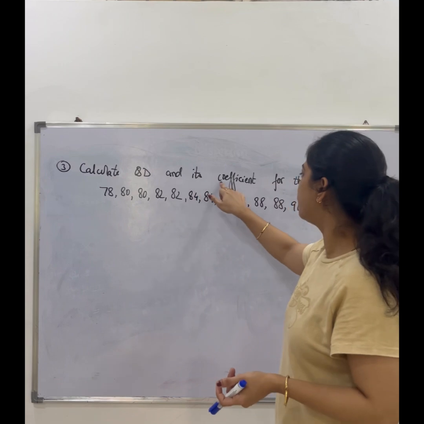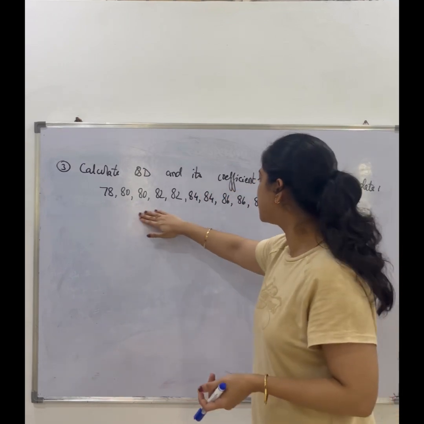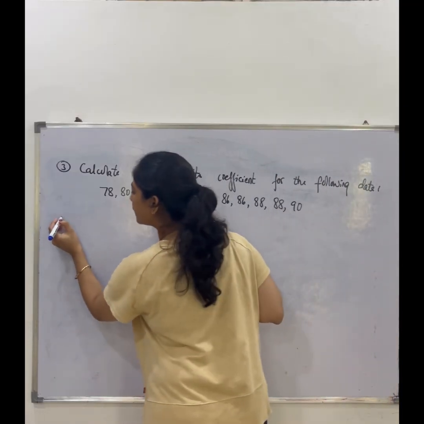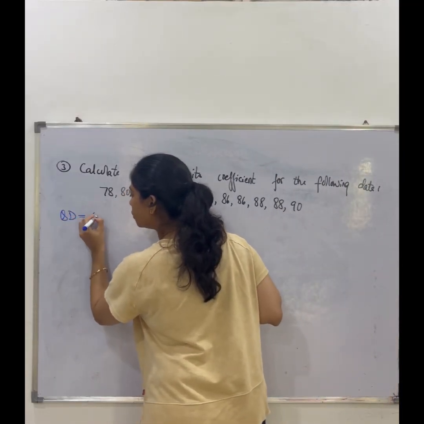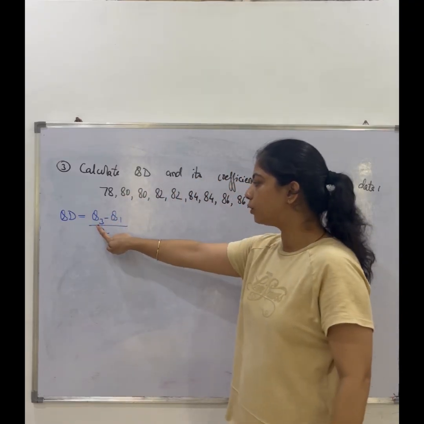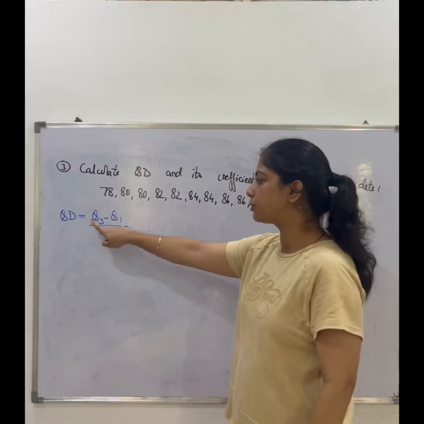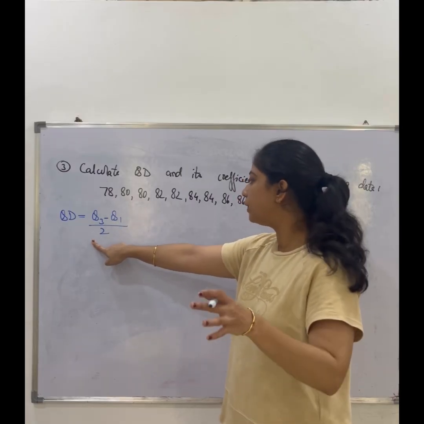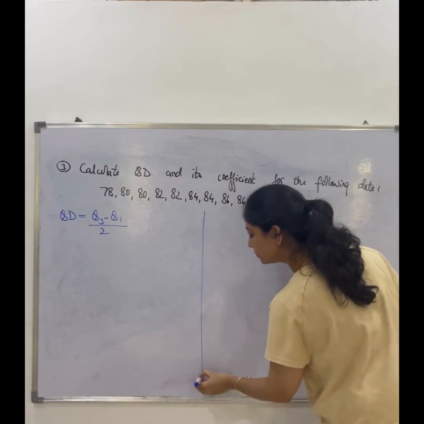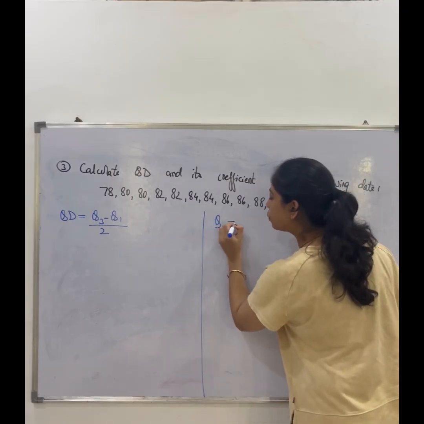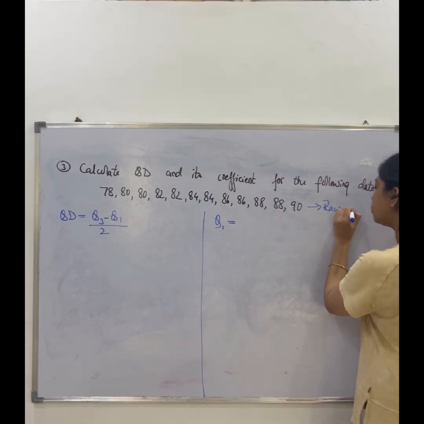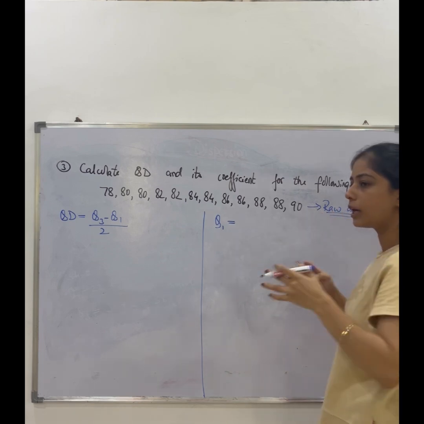Calculate QD and its coefficient for the following data. This is a set of data given to us. We have to find QD and its coefficient. So let us write down the formula for that. QD is equal to Q3 minus Q1 by 2. So we need to first find Q3, we need to find Q1, and then substitute back into this formula. In order to get Q1 and Q3, first let us write down the formula for Q1 and Q3 based on your raw data. Now the data given to us is raw data, raw or ungrouped data.